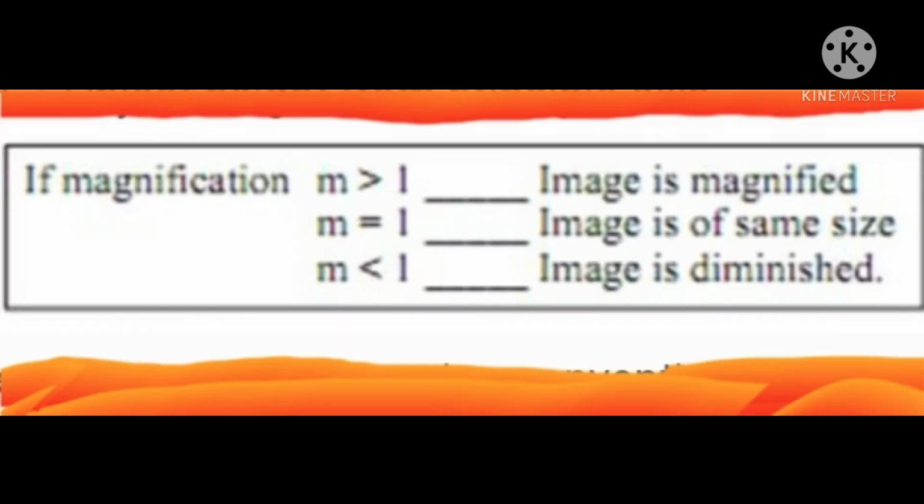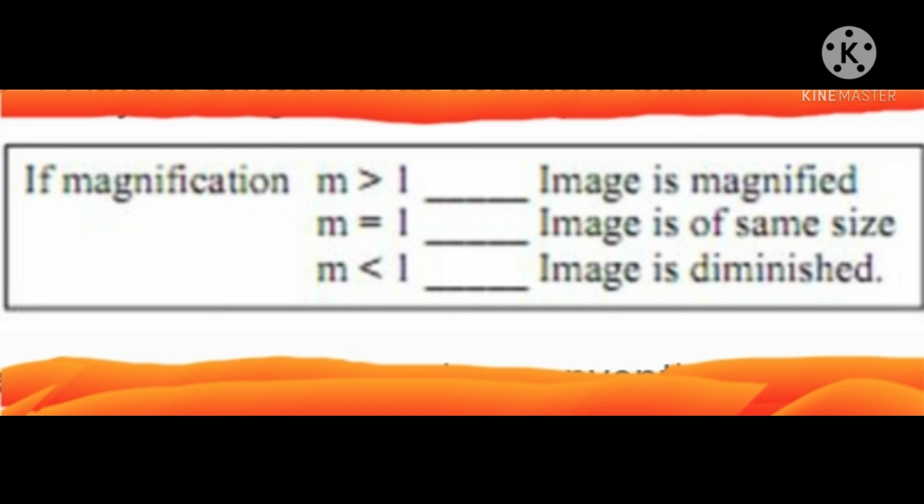Now you have to remember, if magnification m is greater than 1, the image formed is magnified. If m is equal to 1, then the image is of the same size. If m is less than 1, then the image is diminished. You have to remember. Now why have we written minus v here? Because the image is formed on the left side, so we can represent it with the minus. You may note that the height of the object is taken to be positive, as the object is usually placed above the principal axis. Clear?